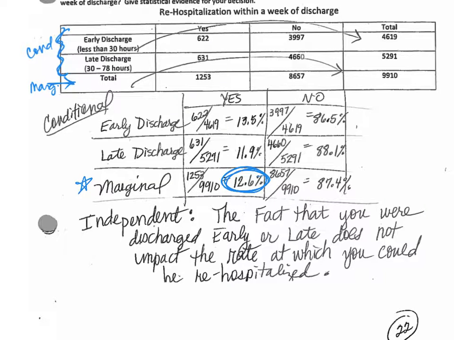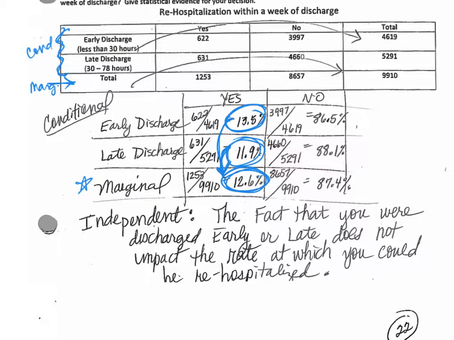How do I check for independence? Compare what? Conditional to marginal. So I'm going to compare this 13.5% to the marginal. And I'm going to compare this 11.9% to the marginal. If they are within 1% of that marginal, then they are good to go. Yep. Is 13.5% within 1% of 12.6? It is. It's 0.9. Is 11.9% within 1% of 12.6? Yes, it is. It's 0.7.